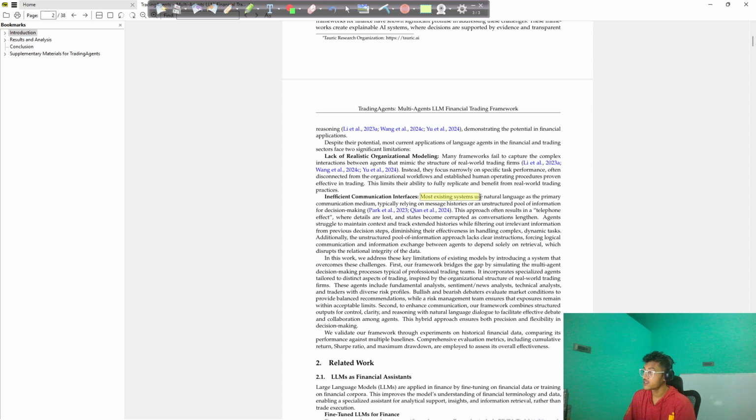Most existing systems use natural language as the primary communication medium, typically relying on message histories or an unstructured pool of information for decision making. This approach often results in a telephone effect where details are lost and states become corrupted as conversations lengthen.